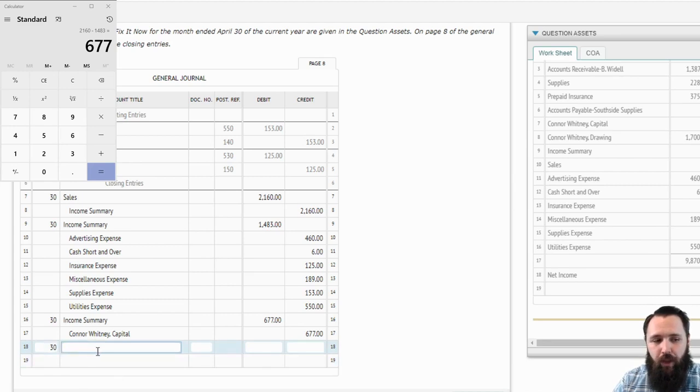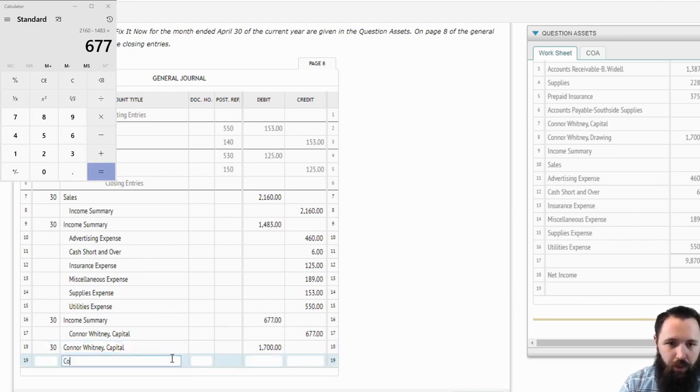It'll be capital. But Connor Whitney's capital here is going to have to be debited. Okay, so I'll write Connor Whitney's capital. It's going to be debited. That's $1,700. And then Connor Whitney drawing. Connor Whitney's drawing here is going to have to be credited $1,700. Why is it credited $1,700? Because we're bringing that drawing down to 0. It's a temporary account.